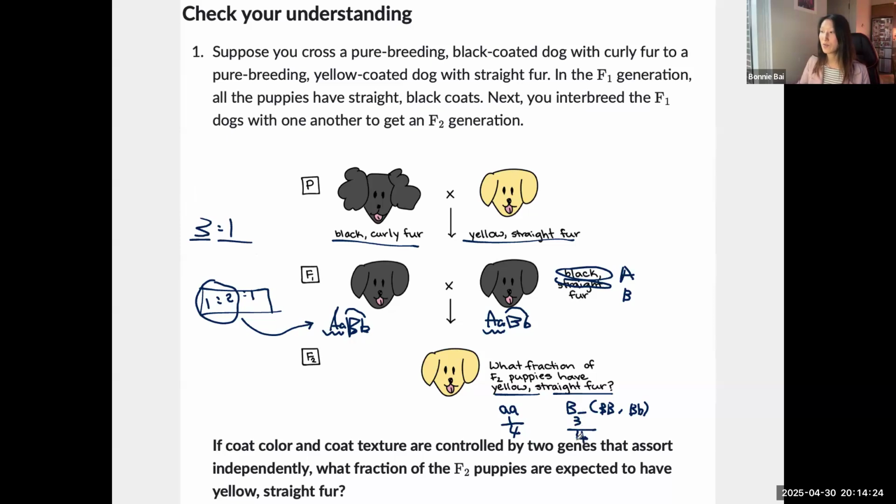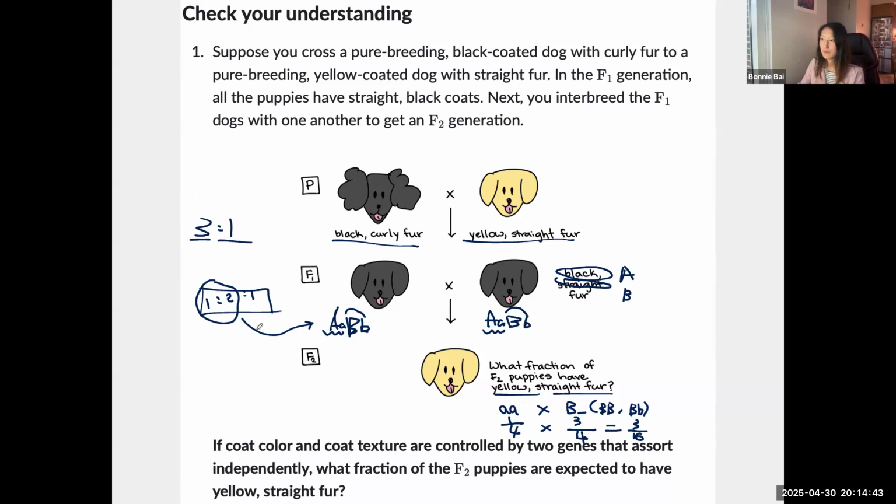So now putting it together, we're looking at a puppy that is yellow and straight fur at the same time. You wouldn't put a cross over there, but it's an and situation, right? So that will give you 3/16. Okay. Yeah, and that's the answer.